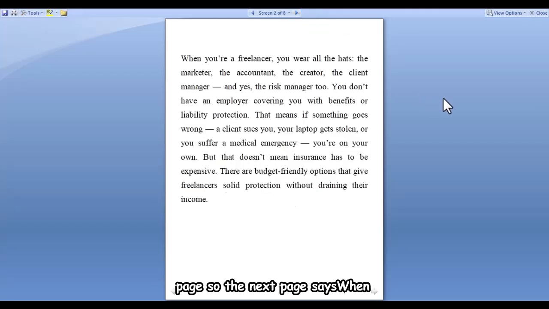So the next page says, when you are a freelancer, you wear all the hats: the marketer, the accountant, the creator, the client manager, and yet the risk manager too. You don't have an employer covering you with benefits or liability protection. That means if something goes wrong, a client sues you, your laptop gets stolen, or you suffer a medical emergency, you are on your own. But that doesn't mean insurance has to be expensive. There are budget-friendly options that give freelancers solid protection without draining their income. So now let's go to the next page.